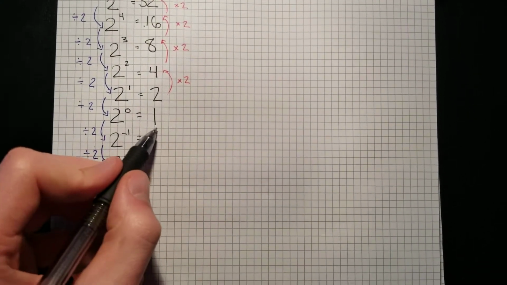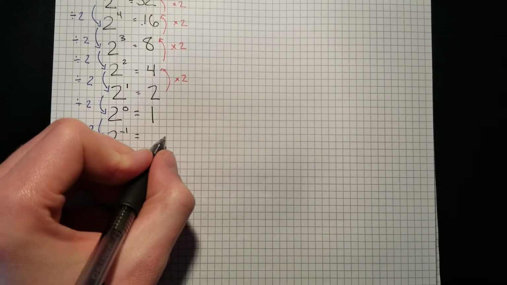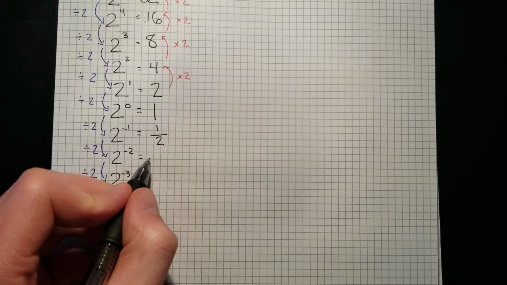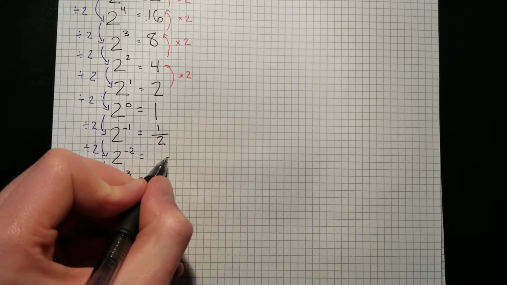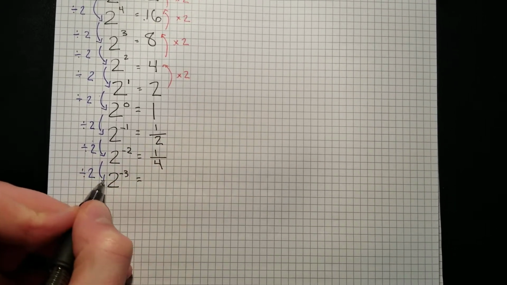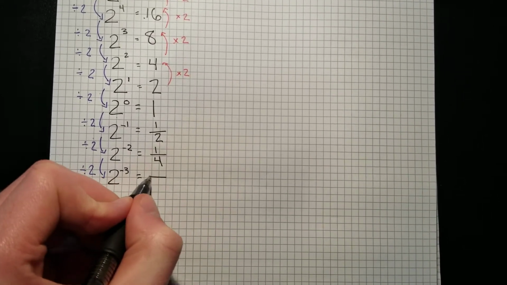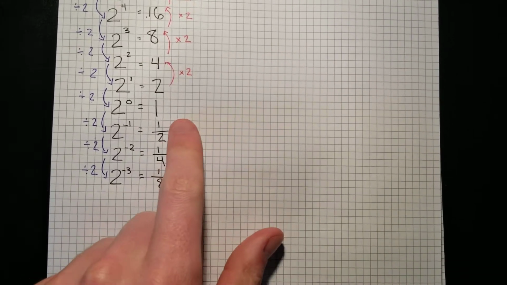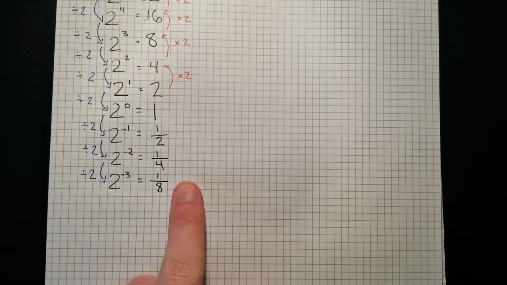For this first one, what is 1 divided by 2? We're going to write that as a fraction. Well, that is just 1/2. If we do that again, what's 1/2 divided by 2? Well, that's just 1/4. And what's 1/4 divided by 2? Well, that's just 1/8. So we should notice, first of all, that these all become fractions.